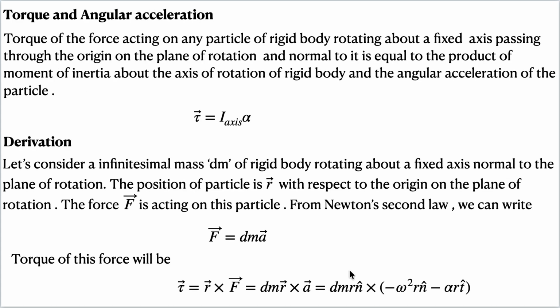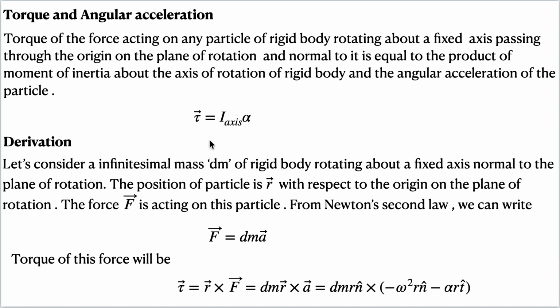Torque and angular acceleration. The torque of the force acting on any particle of the rigid body rotating about a fixed axis passing through the origin on the plane of rotation and normal to it is equal to the product of the moment of inertia about the axis of rotation of the rigid body and the angular acceleration of the particle. So we can write vector tau equals I axis times vector alpha.